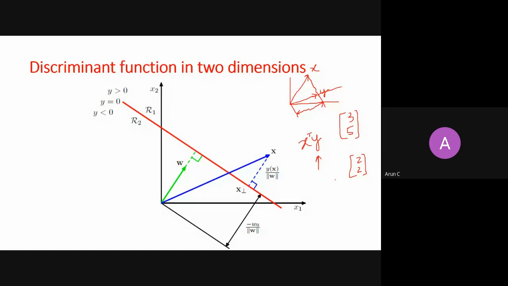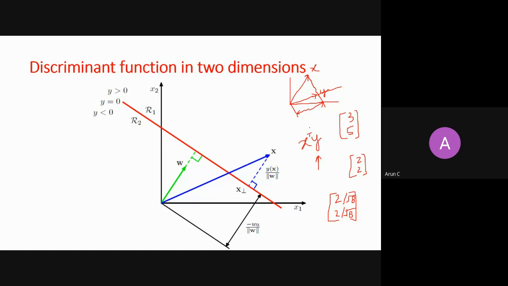But if y is a unit vector, then you can take a dot product. To convert y into a unit vector, I take the squares and add them: 2 square plus 2 square, 4 plus 4, 8. So it is the square root of 8. I divide every element by the square root of 8. So I am dividing by the norm of the vector. That is how I convert my vector y into a unit vector by dividing by the norm of the vector.